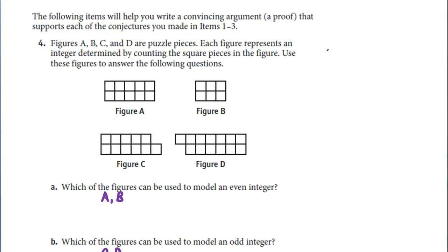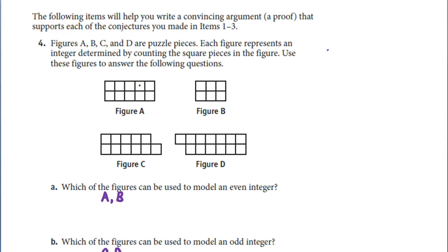So how do we know whether those conjectures are true for all possible numbers, not just the ones that we used as examples? Let's do some work with this. The following items will help you make a convincing argument, called a proof, that supports each of the conjectures we made in items 1 through 3. Number 4, figures A, B, C, and D are puzzle pieces. Each figure represents an integer determined by counting the square pieces in the figure. Use these figures to answer the questions.